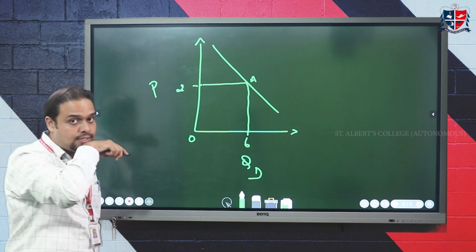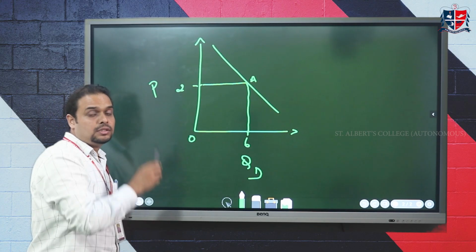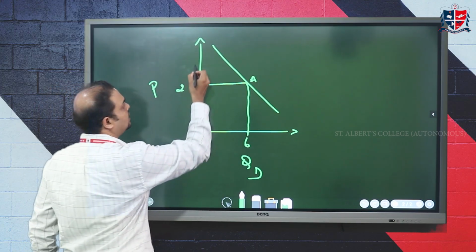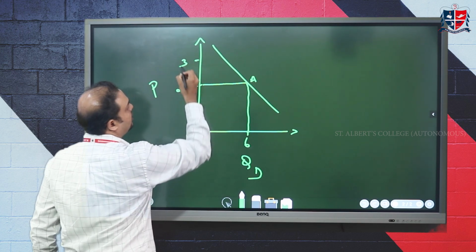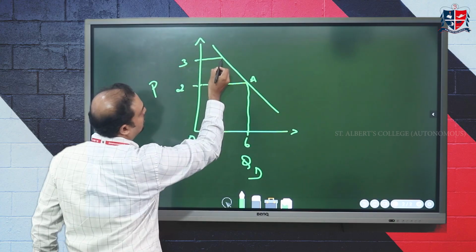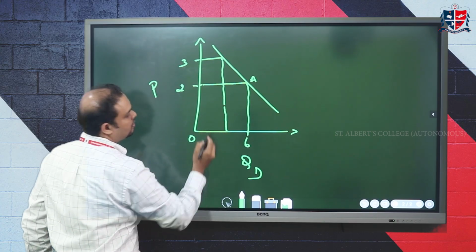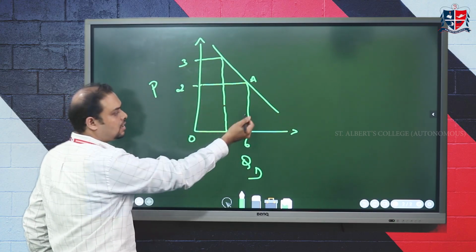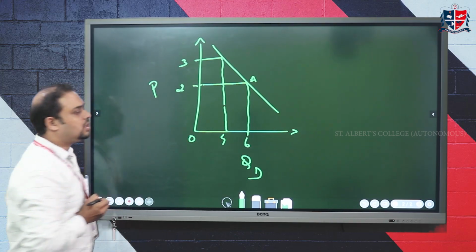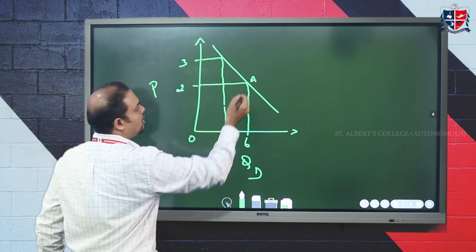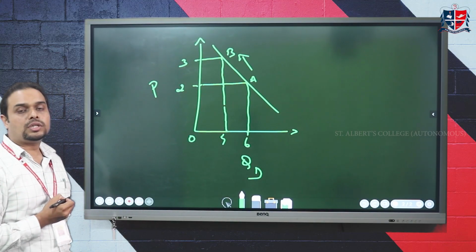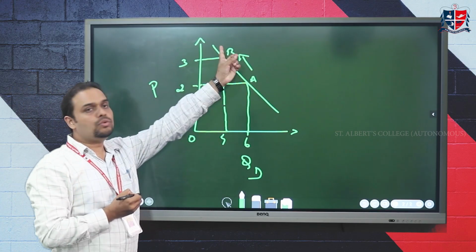Now, I'll tell you how this happens. This happens only due to change in price. So let's see how it happens. Let's assume the price is increased to 3. Now, whenever price increases, the demand decreases. We've seen that before. So this might be the new point, and the point will now shift from A to B. So when this happens, there is a movement along the demand curve.